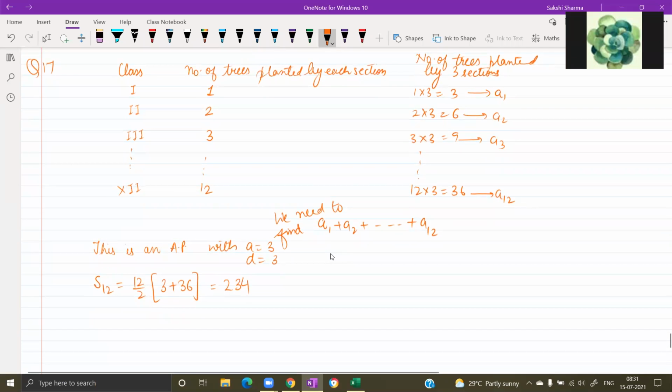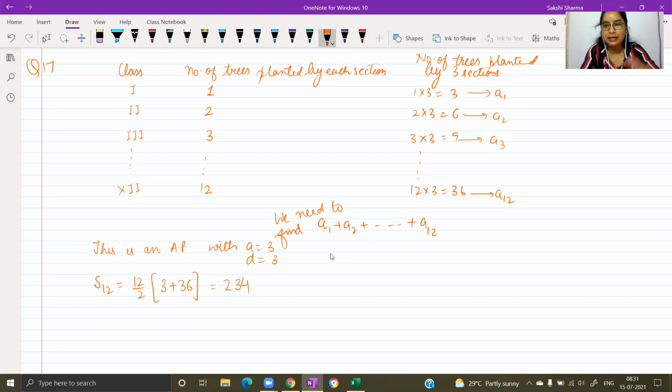Excuse me, ma'am. Yes, ma'am. Can we also do it this way? We can take the AP of the first 12 natural numbers and multiply it by 3. Yes. Because each value is being multiplied by 3, you can first find the total for 1 up to 12 and then multiply with 3. It will give you the same answer.